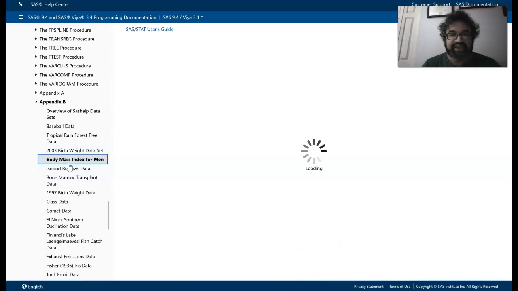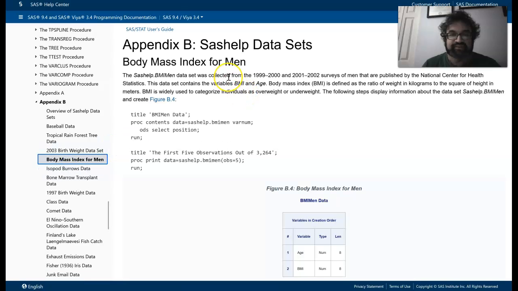Next up we have the body mass index for men data set. This is actually looking at the 1999 to 2000 and then 2001 to 2002 surveys of men, from the National Center for Health Statistics. So you have good BMI and age data contained within this, only for men though. If you're looking for data on women, that's not going to be available with this.